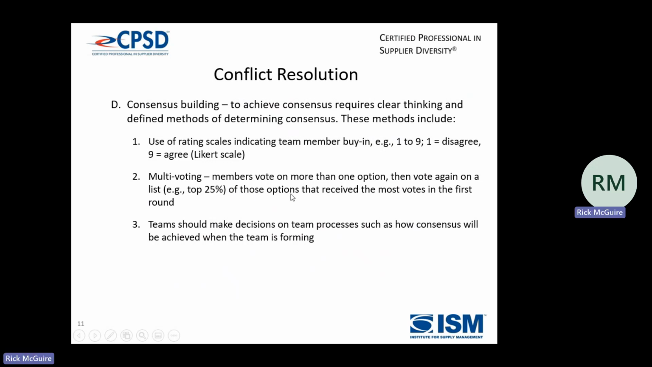Elections are often done this way. You have the whole list the first round, and then you narrow it to the top quarter, 25%, the second round. And then teams should make a decision on team processes, such as how consensus will be achieved, when the team is forming.